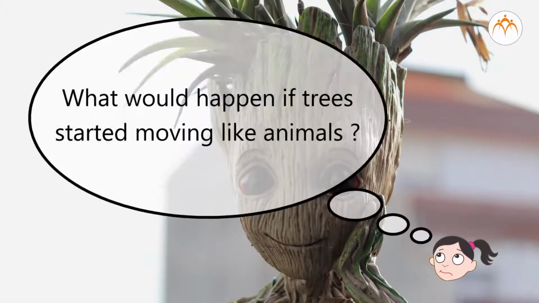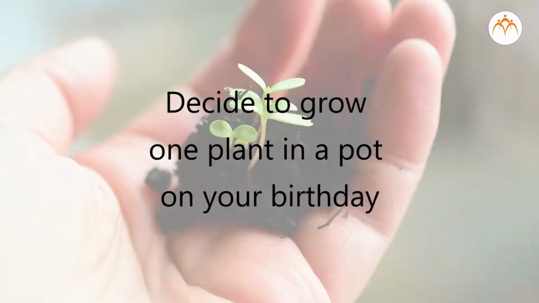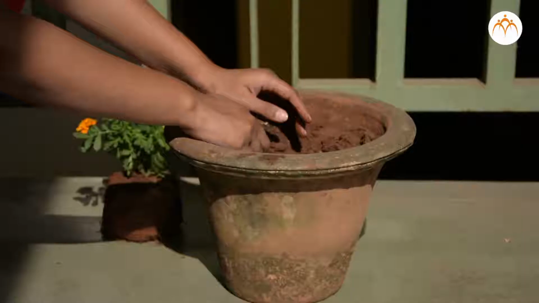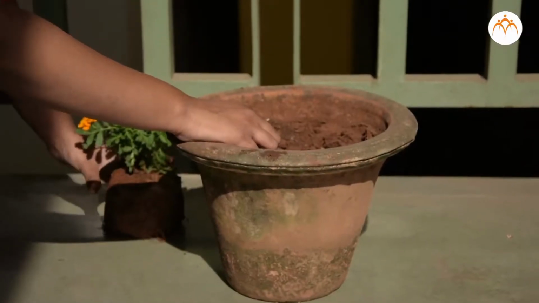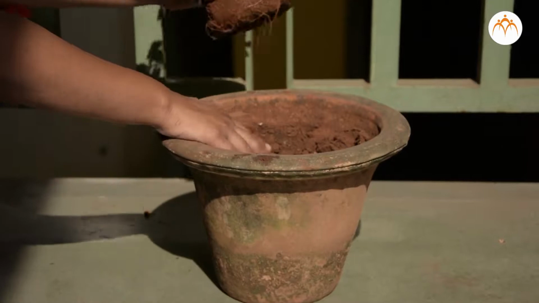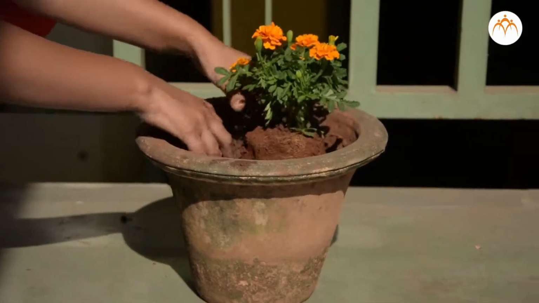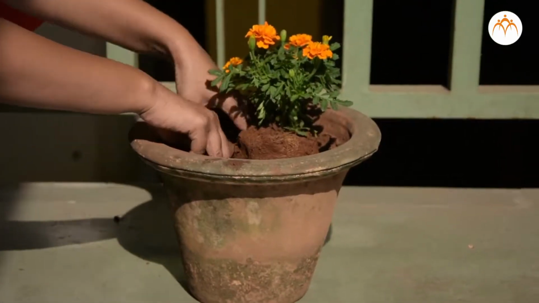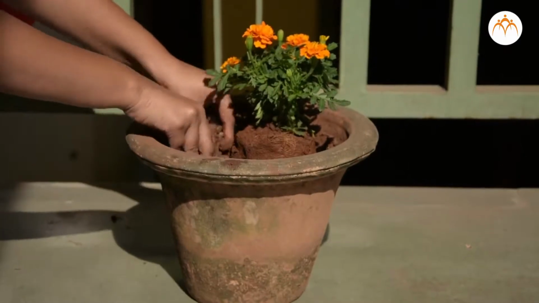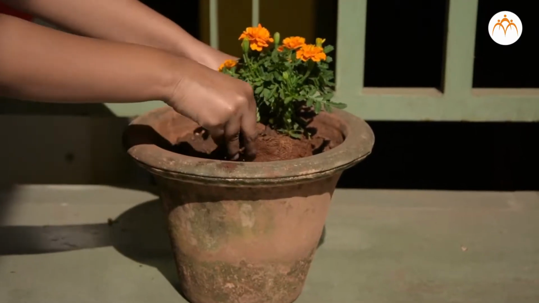Imagine, what will happen if plants start moving like animals? Also decide to grow one plant in a pot on your birthday. Purchase it on your birthday. Keep it in the balcony of your room or keep it in your school. Water it regularly and study its growth. In this way, all the students can develop a garden in the school.